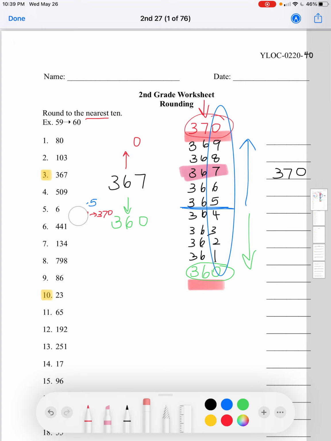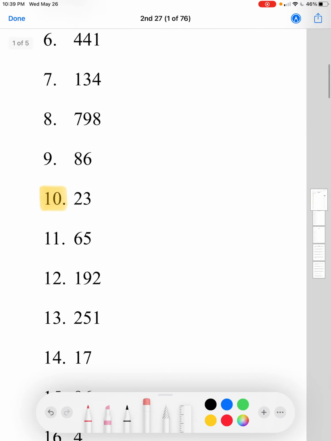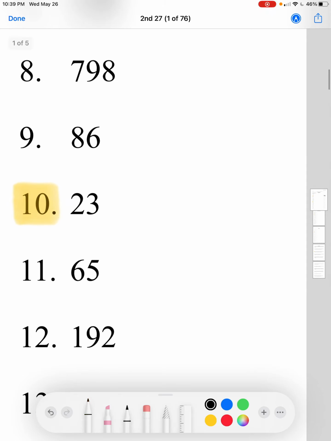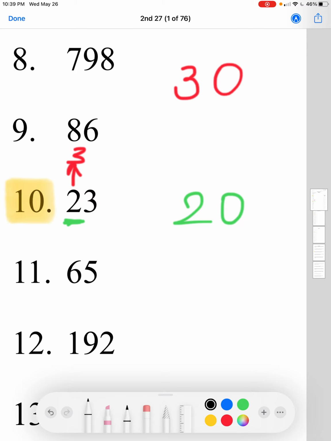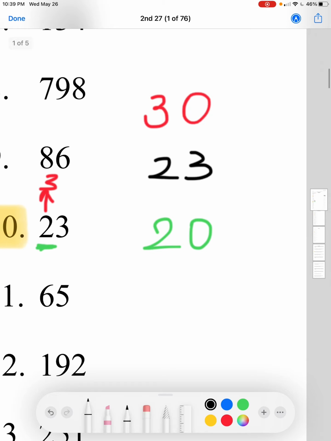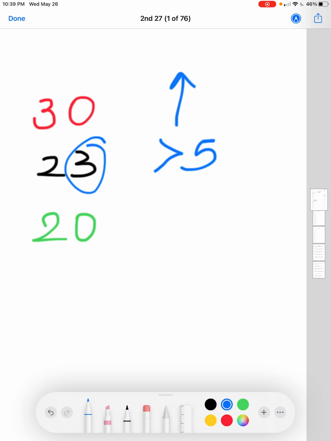Let's erase this and let's try one more. Let's do question 10. We have the number 23 here. So first we have to identify what our two options are. Remember, we can either keep the tens the same, which is right here, at 20, or we can bump it up to 30. And we have the number 23 right here in the middle between these two. If this 3 is bigger than 5, we're going to go up. If it's less than 5, we're going to go down.